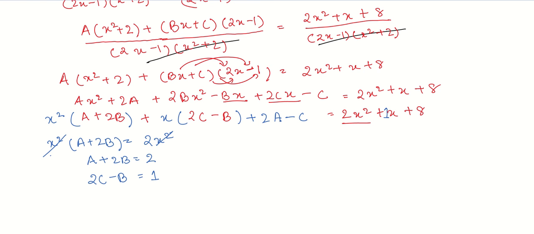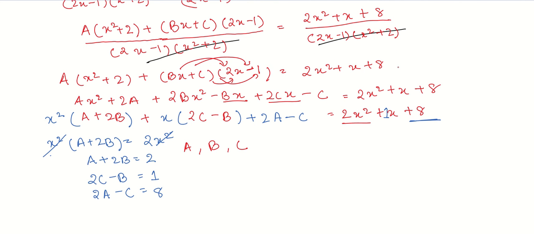The constants are 2a minus c equals 8. There's one constant term that is 8, right? So yeah, 2a minus c equals 8. These are the terms that are very important for us. But now, we have three unknowns: a, b, and c, right? What we can do right now is find a, b, or c.